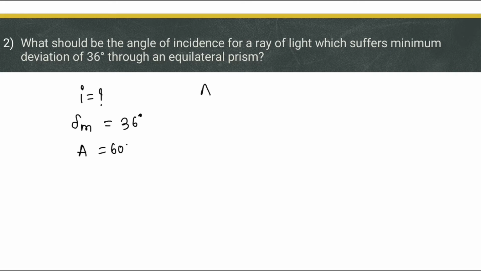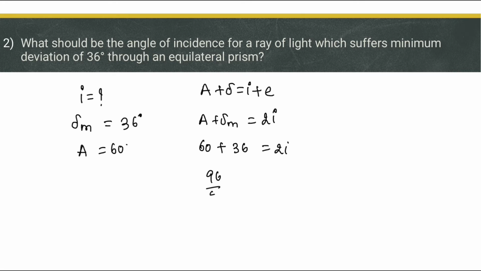So once again, using this relation, A plus delta minimum is equal to I plus E. So I and E are same, so we can write 2I. Prism angle is 60, delta M is 36, is equal to 2I. 96 upon 2 is equal to I. So the angle of incidence is 48 degree.